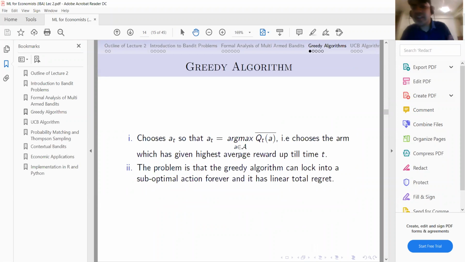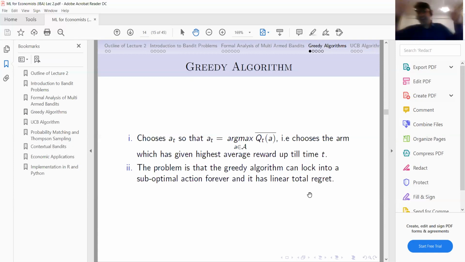So the greedy algorithm says that you should just look at the highest average reward that you've got so far, which makes a lot of intuitive sense, right? Based on what you've observed, you should just choose the action which has been giving you the highest average reward so far, and you should do this all the time. At any time T, you know what these Monte Carlo evaluations are, and you know which action gives you the highest average reward. You simply choose it, and you do this for all time T. So it just chooses the arm which has the highest average reward up till time T. That is what the greedy algorithm is.